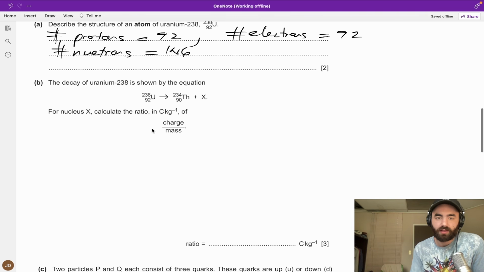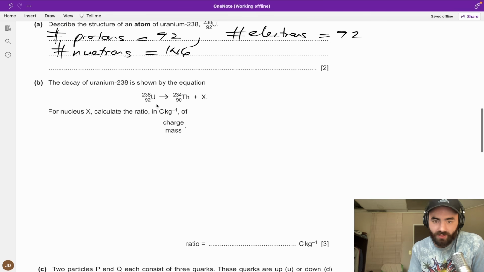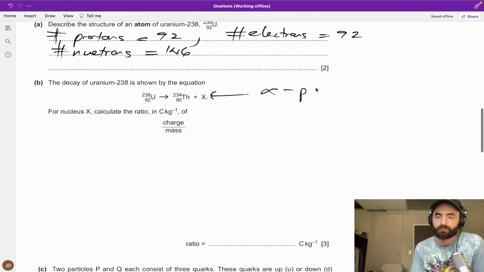The decay of this is shown by this equation. For the nucleus, calculate this ratio of X. So we need to identify immediately that this is alpha decay. This thing here will be an alpha particle. Why? Because this is decreasing by 4 and this is decreasing by 2. It's not beta decay. In your mind, there should be only three ways something can decay: alpha, beta, or gamma.